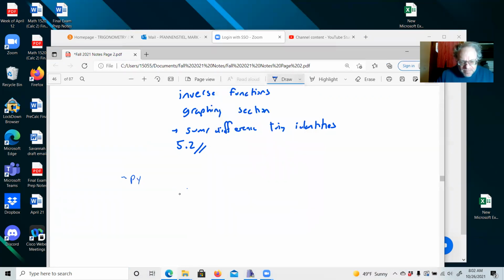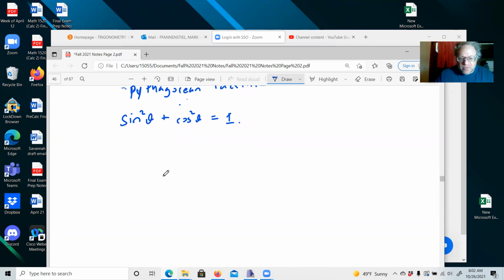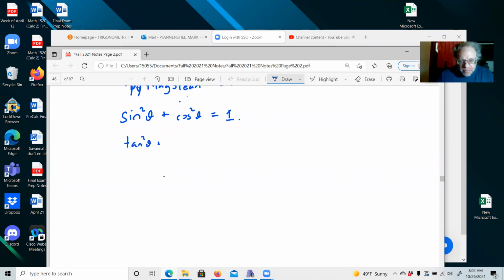Pythagorean identities. All right, so sine squared plus cosine squared of an angle is equal to 1, all right? So on our quiz, you will definitely be having to know stuff like this, okay? You also have to know tangent squared theta plus 1 is equal to secant squared theta, and you have to know that 1 plus cotangent squared theta is equal to cosecant squared, okay?